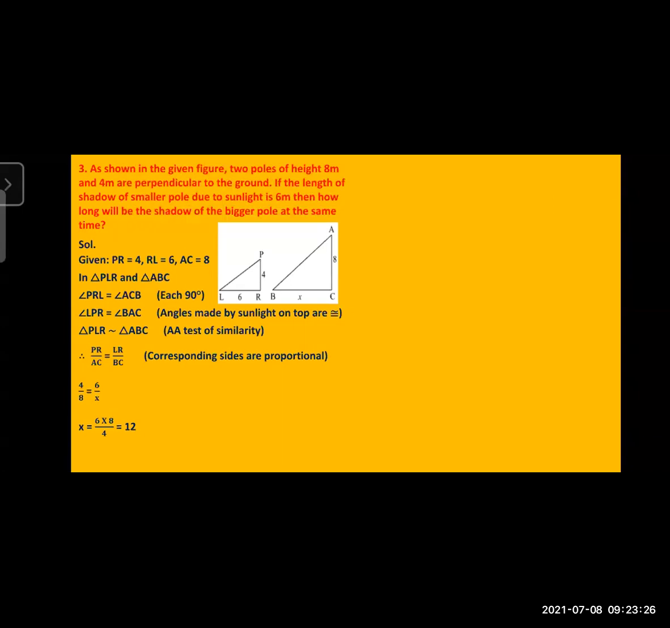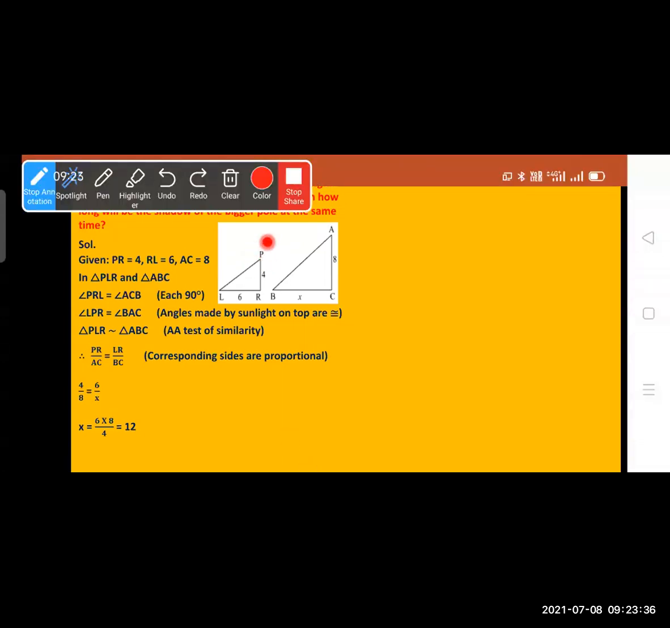So they are congruent. Therefore, we write angle LPR equal to angle BAC. Means these angles made at the top. So these two angles are congruent. So we write second condition.